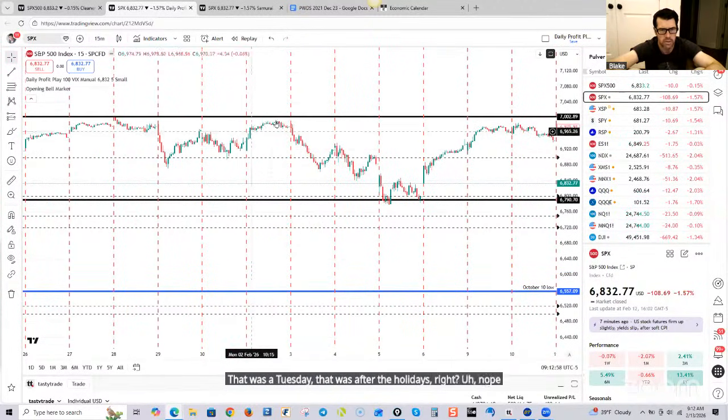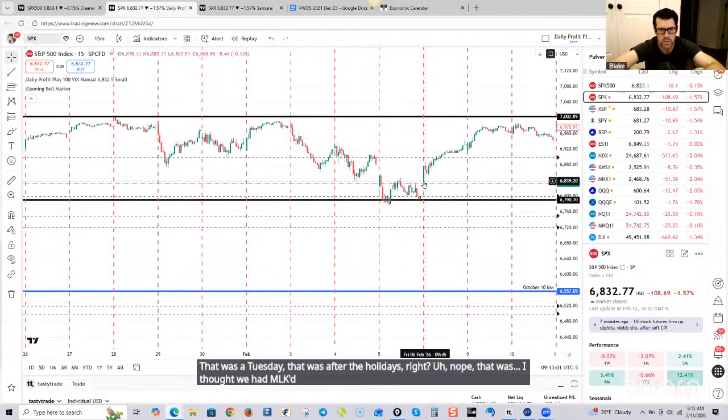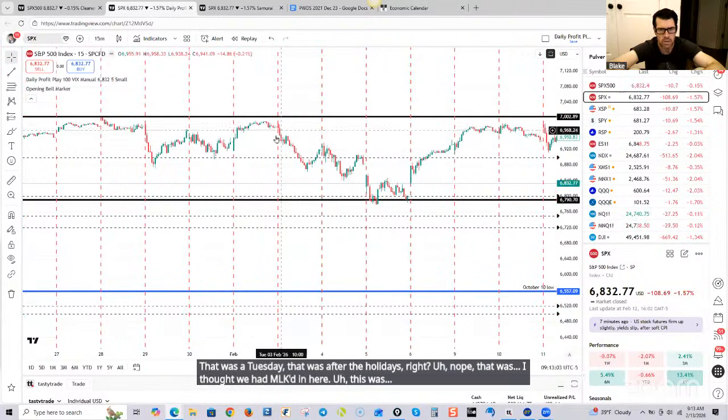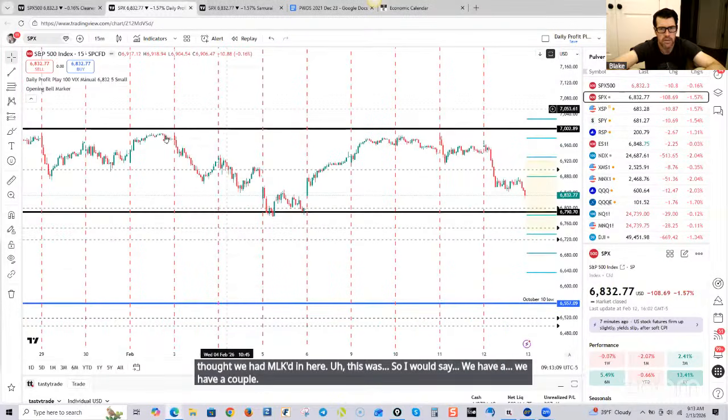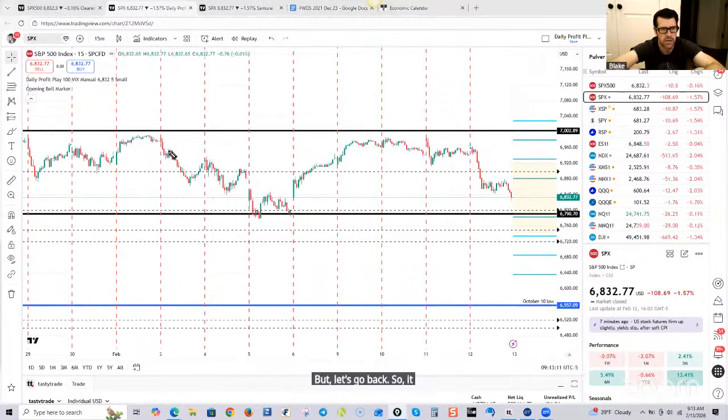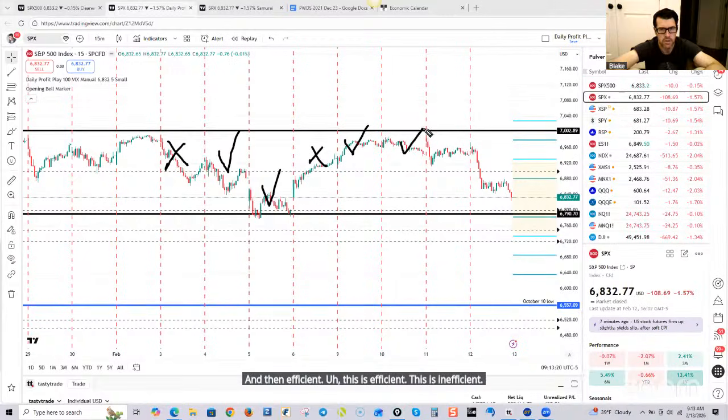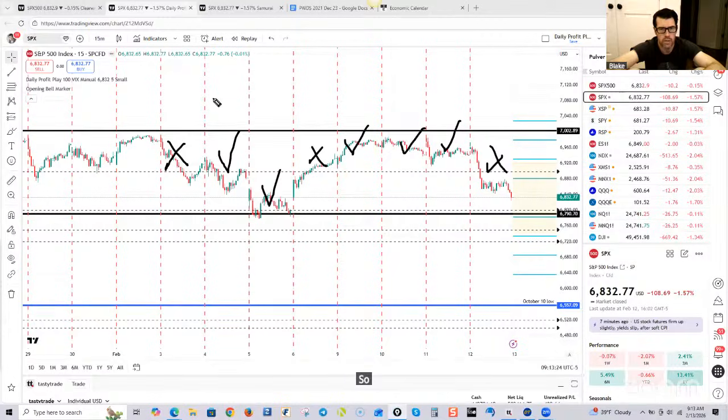Nope, I thought we had MLK Day in here. This was, so I would say we have a couple, but let's go back. So it looks like this day, probably inefficient and then efficient. This is efficient. This is inefficient. Efficient, efficient, efficient, inefficient. So 1, 2, 3, 1, 2, 3, 4, 5, 6, 7. That's exactly what Larry just did.